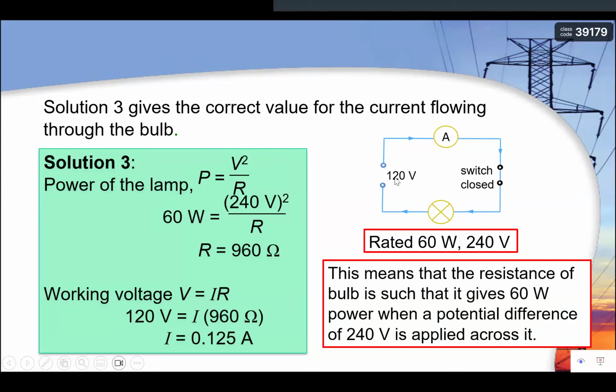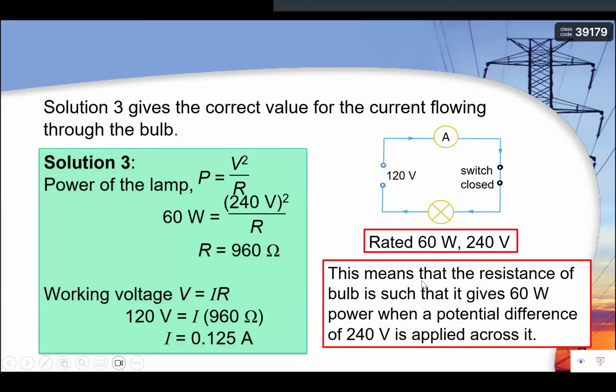Okay, but the problem is I only supply it with 120 volts. So what happens is at 120 volts, my power will not be at 60 watts as well. It will be operating at lower power. So the only thing that is constant for this light bulb is the resistance of the light bulb, which cannot be changed.